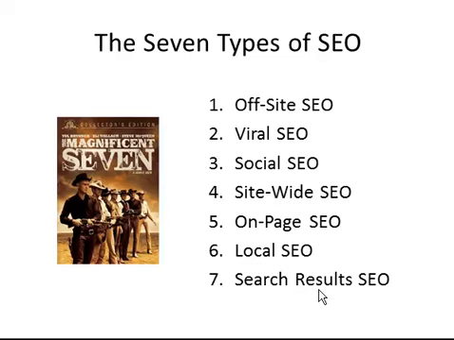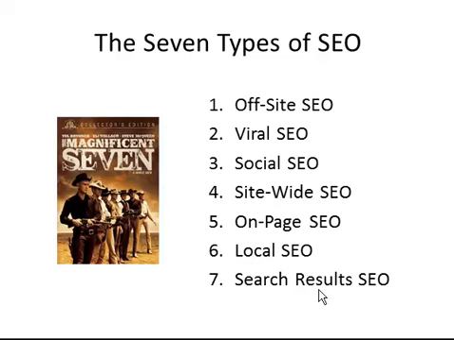The first type is off-site SEO. I considered breaking this category up even further because it contains so much. This type of SEO includes things that you do outside of your website in order to improve your standing on the search results pages. For the most part, this consists of ways and places to get links from other websites to your website. The second type is viral SEO.